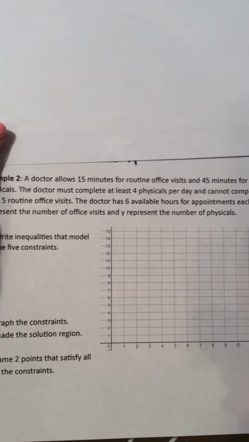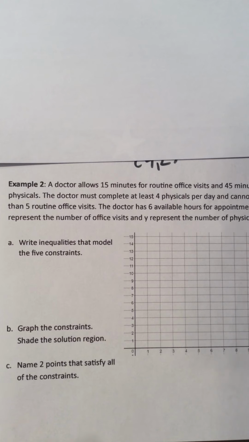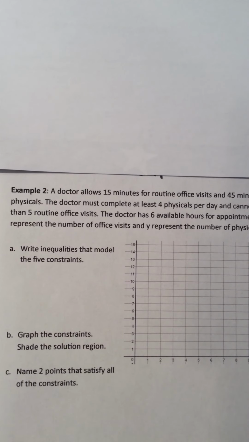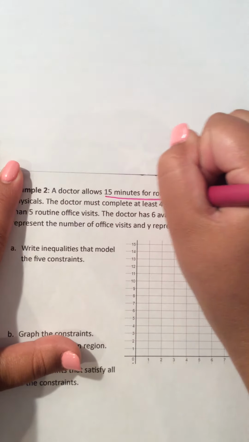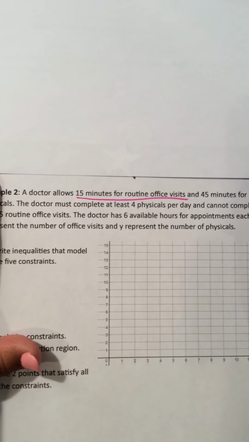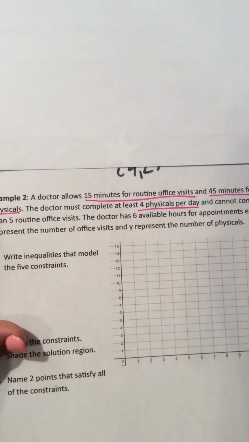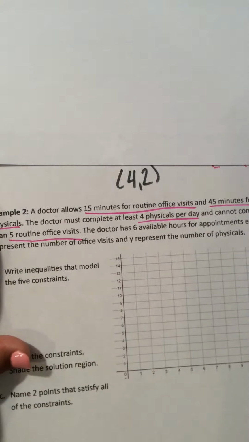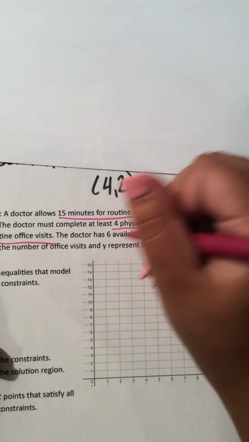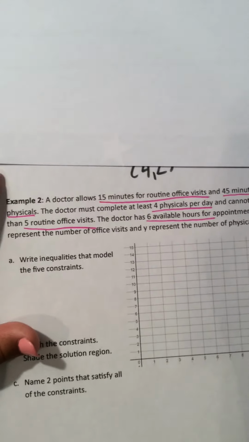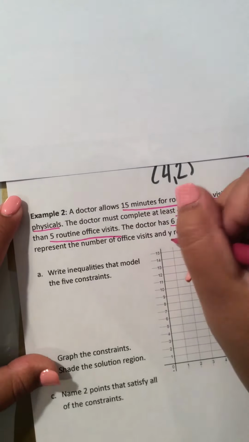Now this next one, we're going to make it a little bit tricky. We got a word problem. I know it kind of goes off, that's okay. I'm going to break it down. My camera's being a little bit fussy right now. But example 2. A doctor allows 15 minutes for routine office visits, 45 minutes for full physicals. The doctor must complete 4 physicals per day and cannot complete more than 5 office visits. The doctor has 6 available hours for appointments each day. Let X represent the number of office visits and Y represent the number of physicals.